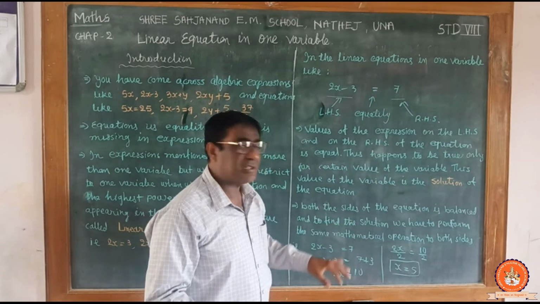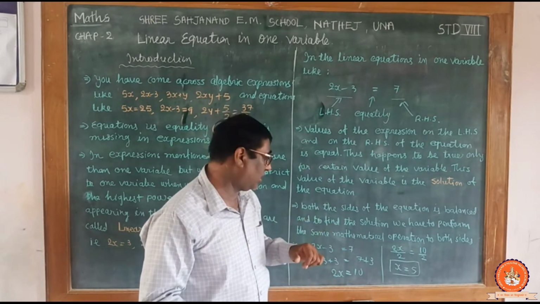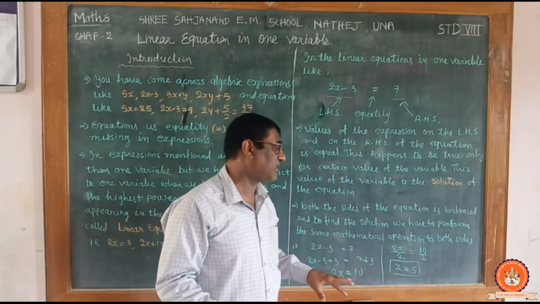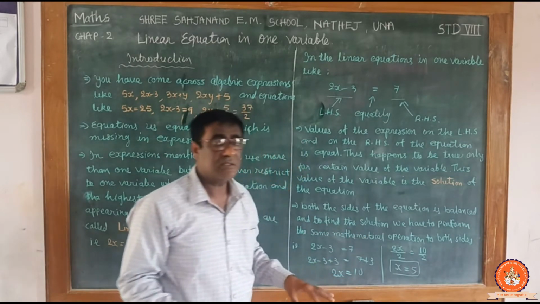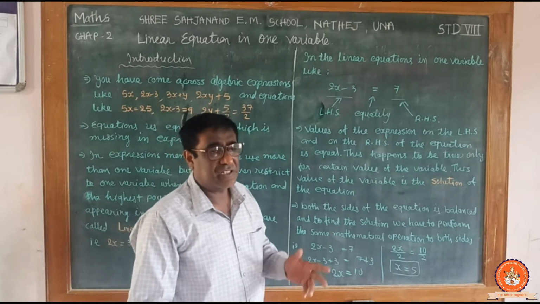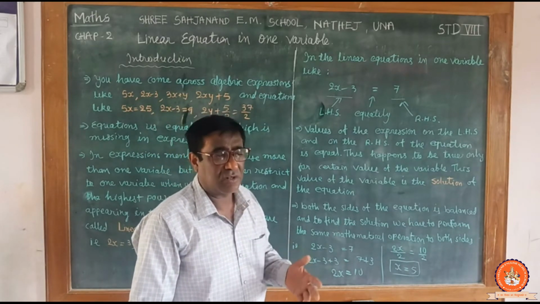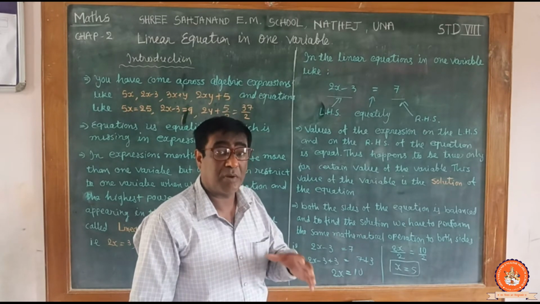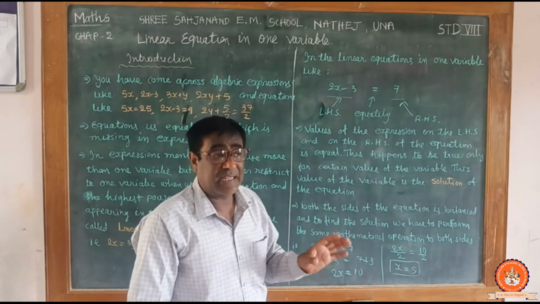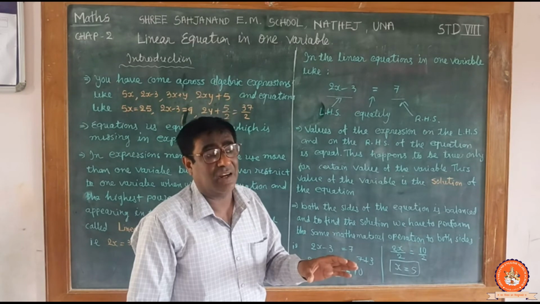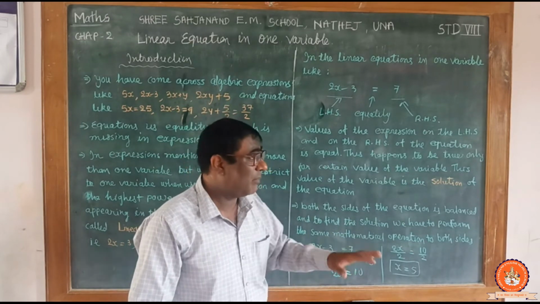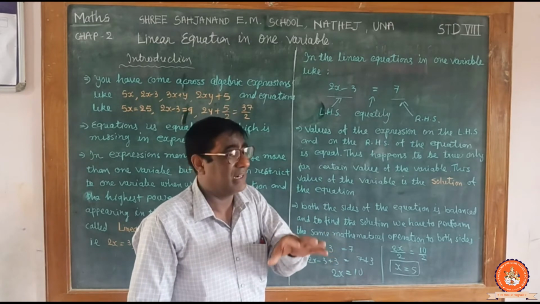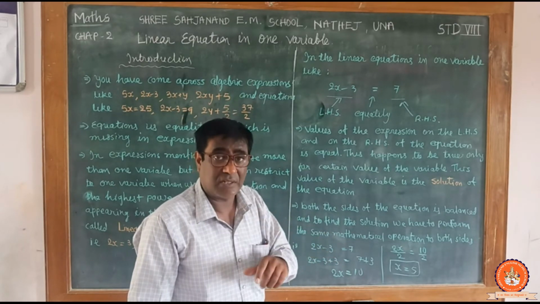And if you want to find the solution, we have to perform the same mathematical operation to both the sides. Operations like addition, subtraction, division, multiplication. This type of mathematical operation we have to perform on both the sides. Then and only then, until the last, this balance is maintained, and still we are able to find the solution of the equation. How is it?